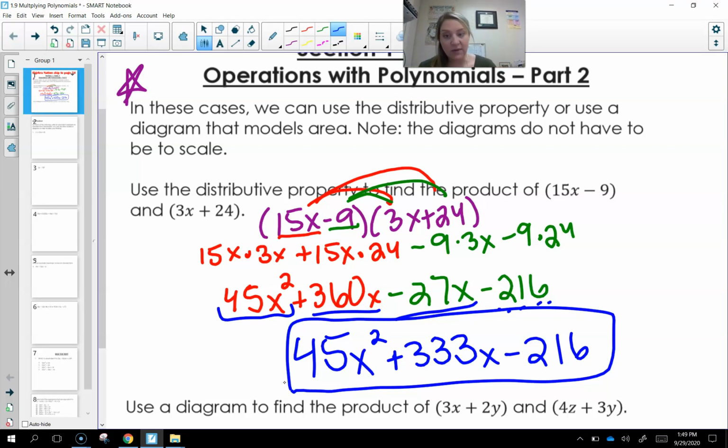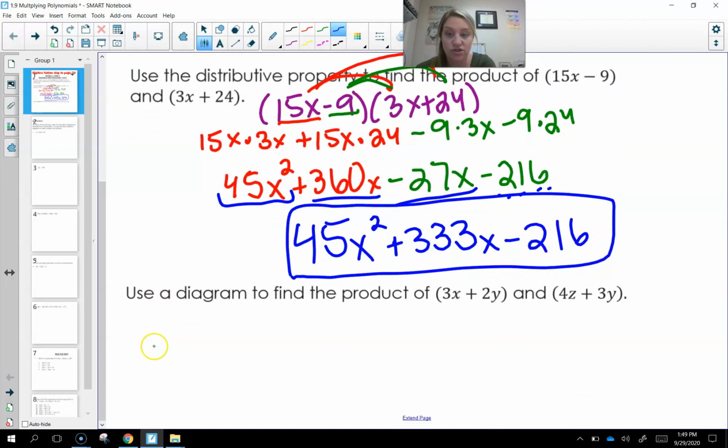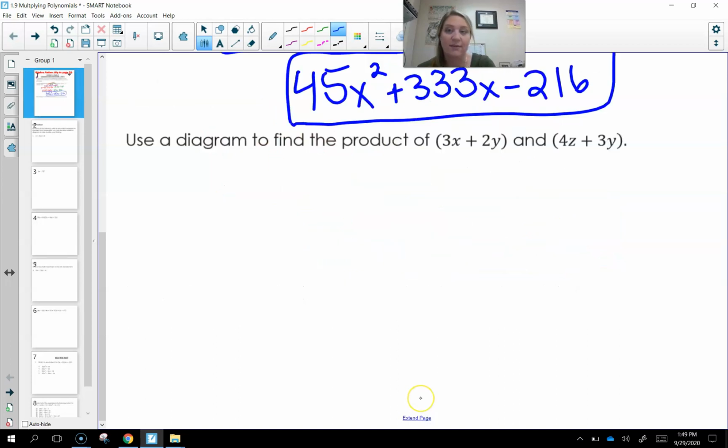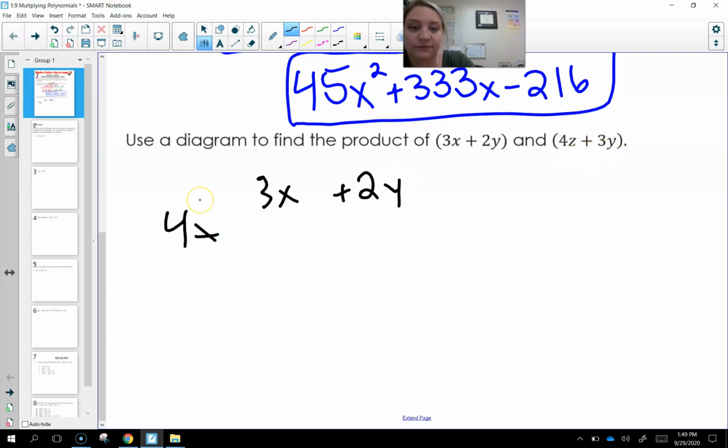All right, the next one I am going to do using a table or a diagram to show. So this time I have 3x plus 2y times 4z and 3y. So I'm going to make a table. I'm going to put 3x and then positive 2y. And then I'm going to split apart my next one, 4z and positive 3y. Notice I keep the sign with it.